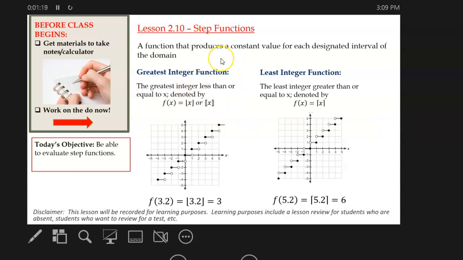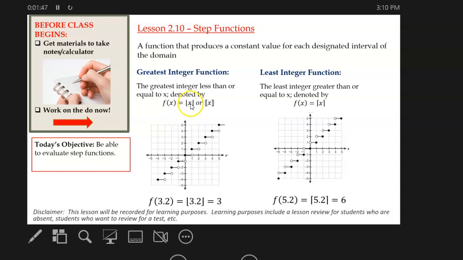All right, today we're going to be looking at step functions. A step function is a function that produces a number value, a constant, for each designated interval of the domain. As you can see, the graphs of the step functions, the greatest integer or least integer functions, do look like steps. The definition of the greatest integer function is the greatest integer less than or equal to x.